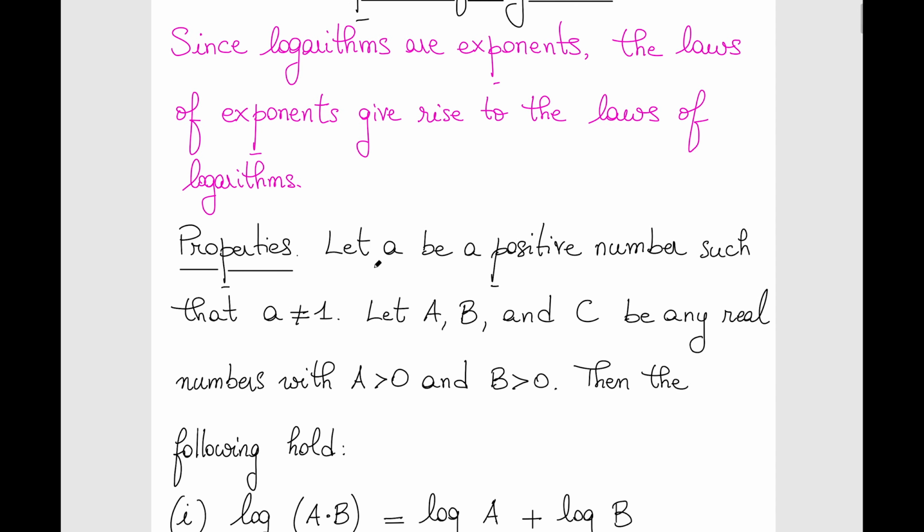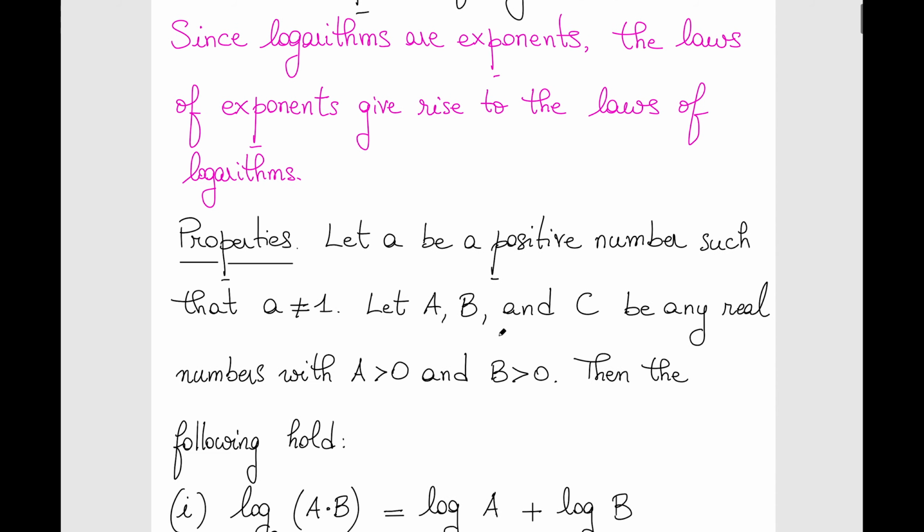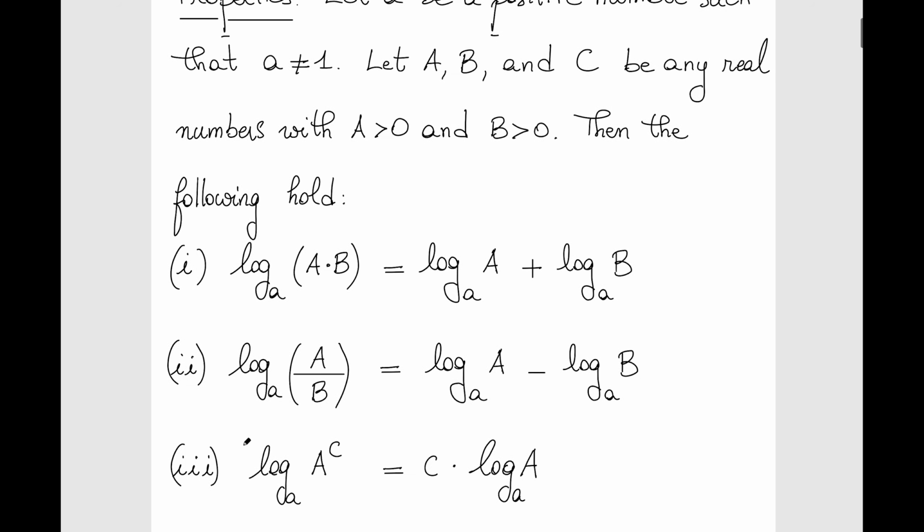Here's the setting. You have a number a that's positive and different than 1, that's going to play the role of a base, and two numbers A and B, where A and B are positive. These are going to play the role of the argument, the input in the log base a function. Then the following holds.